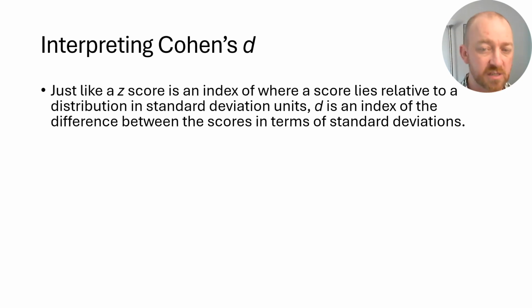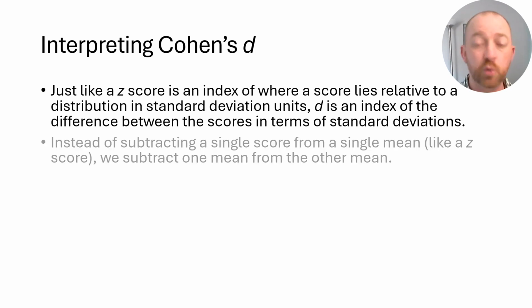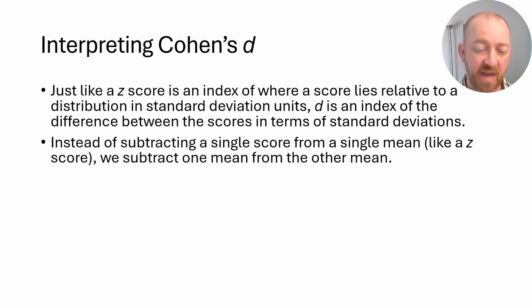So the interpretation of Cohen's d is actually fairly straightforward. In fact, it's very analogous to a z-score. You'll recall in a z-score, we took the difference between a single score and that score's distribution's mean, divided by the standard deviation of that distribution. Very similar here, except we're taking the difference between two means and then dividing that by their shared or pooled standard deviations instead of just one sample.